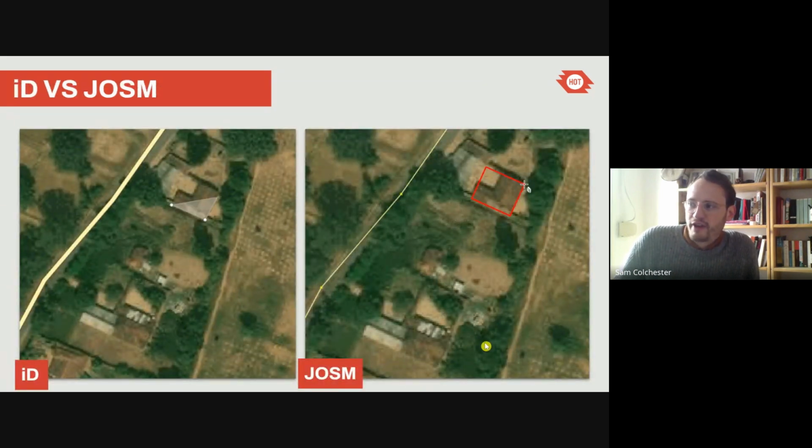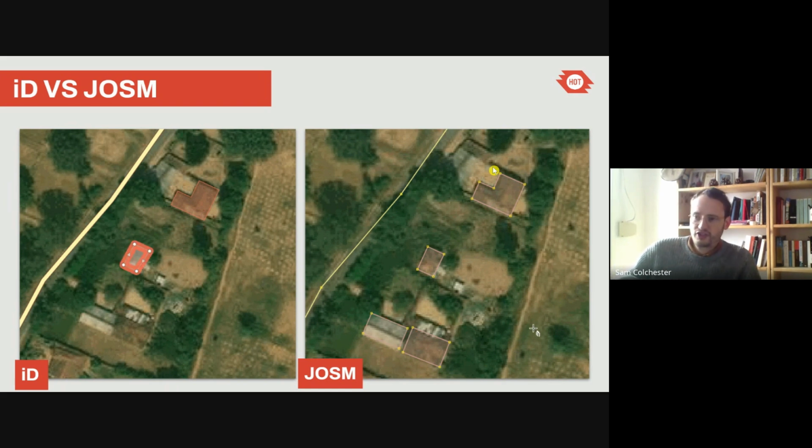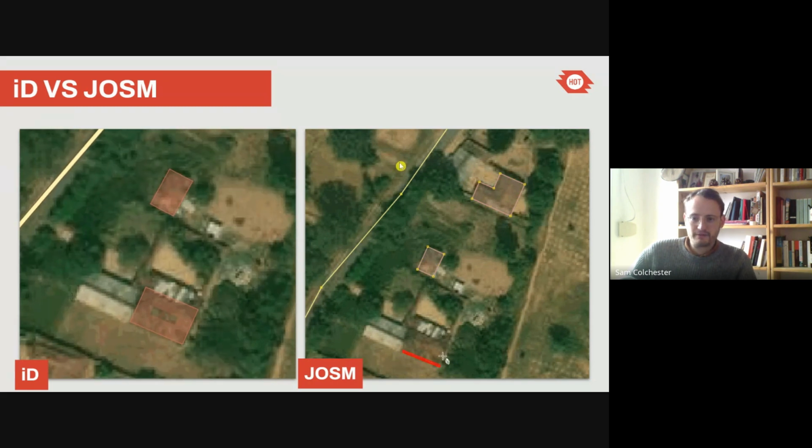Here's a side-by-side of a race. On the left is the iD editor, the in-browser editor, mapping buildings. On the right is JOSM, mapping the same buildings. This is just showing how much faster the JOSM editor is versus the iD editor. You can often map twice as fast, even more, with far fewer clicks. So it's a much more powerful tool.